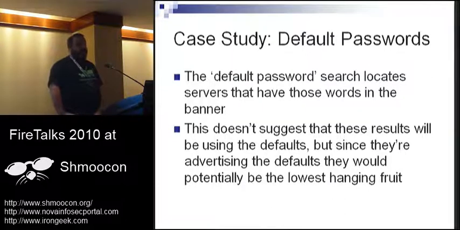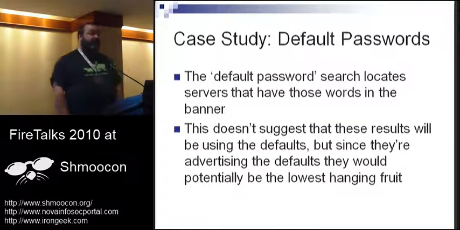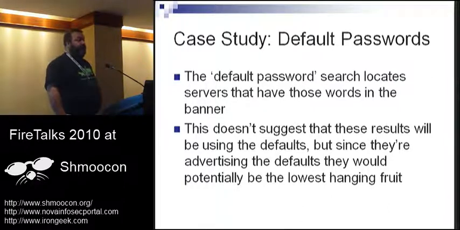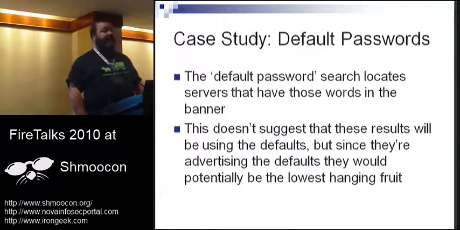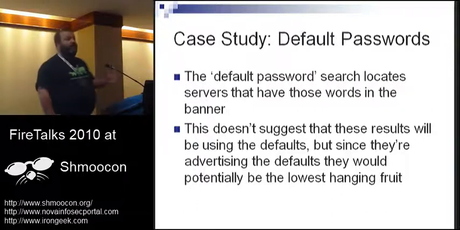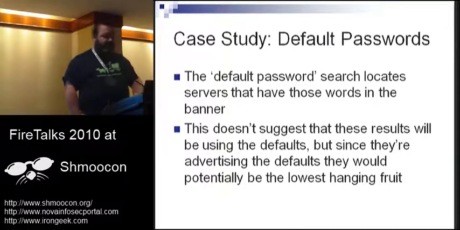Second case study is default passwords. So this is a very simple search, just using default password. So we're looking for banners that have the words default password in them, with the probability that the banner is actually going to say what the default password is. That doesn't necessarily mean that the device is using the default password, but maybe they are. So we're talking about the lowest hanging fruit.